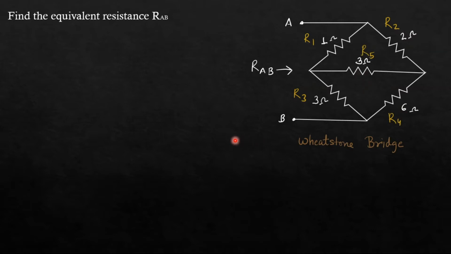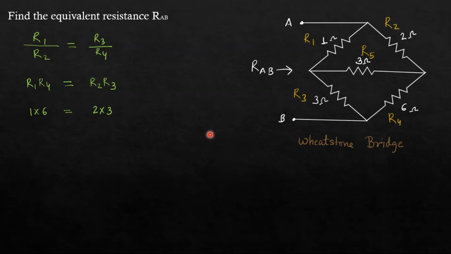Now if you see this kind of relation holds, that is R1 by R2 is equal to R3 by R4, or you can say R1 R4 is equal to R2 R3, that is product of opposite branches being equal, that is 1 into 6 is equal to 3 into 2. You can see here 1 into 6 is equal to 3 into 2. That means this circuit is under balanced condition.